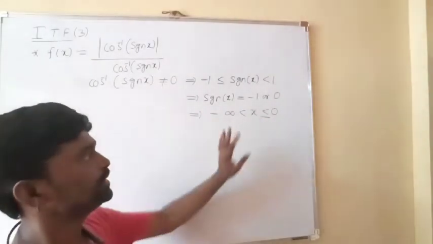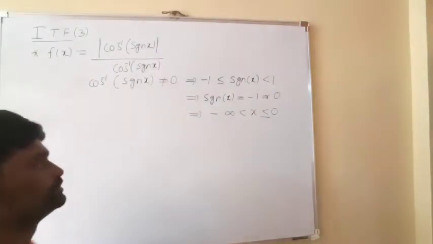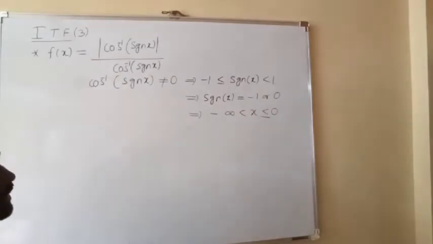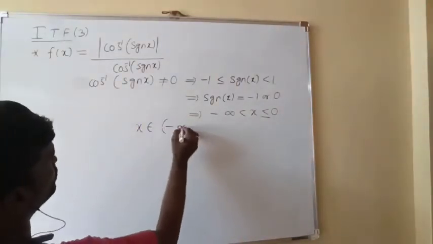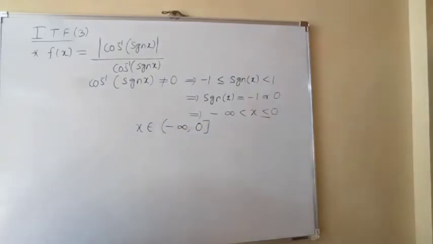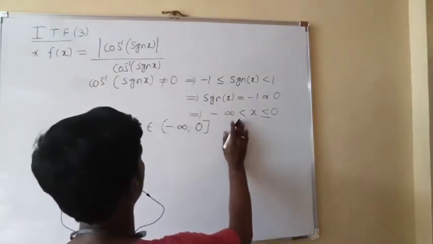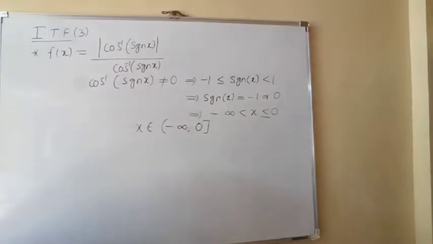So then both together, what you will get, x lies between minus infinity and 0. So that means x belongs to, left open, right closed, minus infinity comma 0. This is the domain.